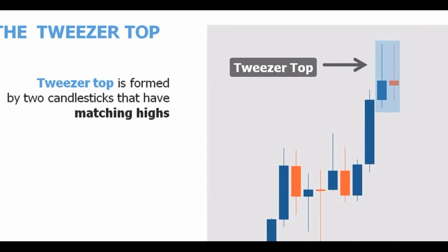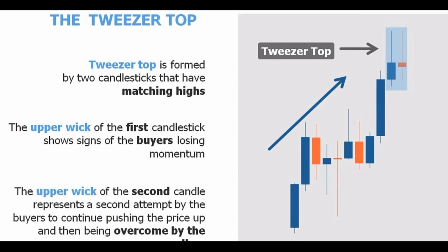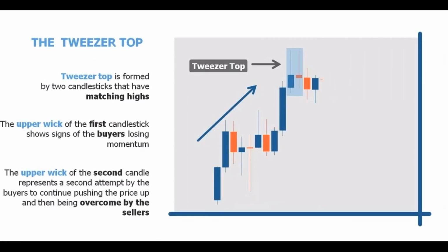You can see in this example that the market is in an uptrend. The upper wick of the first candle shows signs of the buyers losing momentum. The upper wick of the second candlestick in the pattern represents a second attempt by the buyers to continue pushing price up and then being overcome by the sellers. The wicks are of equal length and the highs are at the same level. These characteristics can signal the reversal of the uptrend to the downside and demonstrate how the bulls were overpowered by the bears.